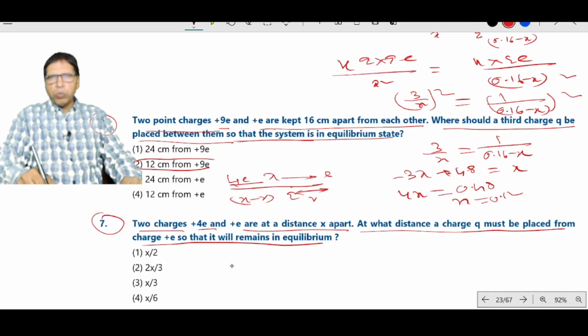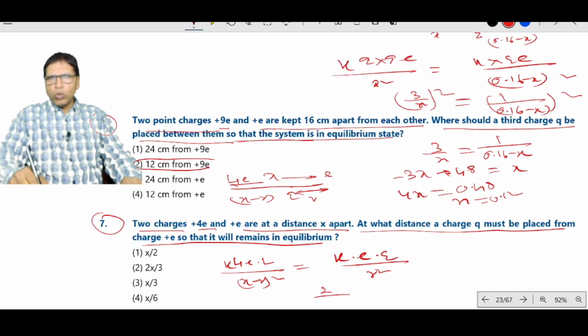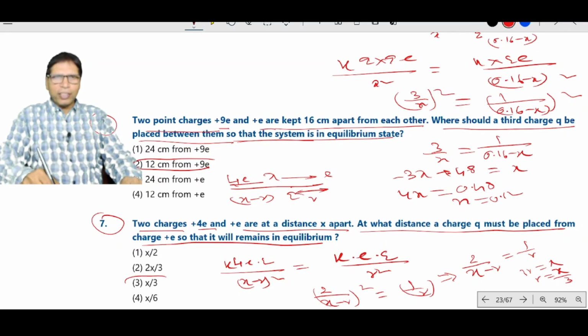Therefore, the force on Q by 4E is 4E into Q into K by (x minus R) whole square, and the force by E is K into E into Q divided by R square. So 2 divided by (x minus R) whole square equal to 1 by R whole square. Therefore, 2 divided by (x minus R) equal to 1 by R. So 3R equal to x. Therefore, R equal to x by 3. Option 3 is correct.